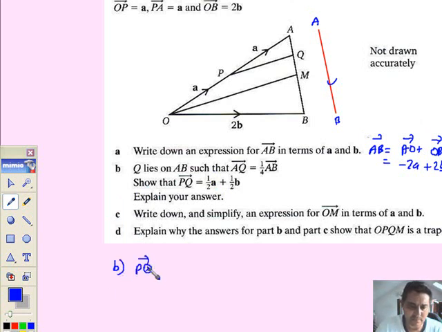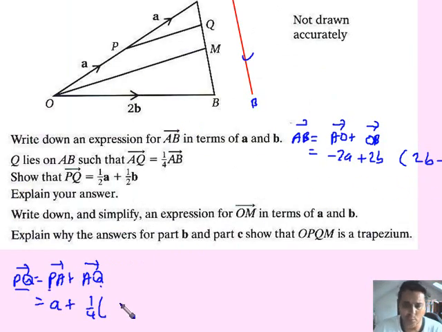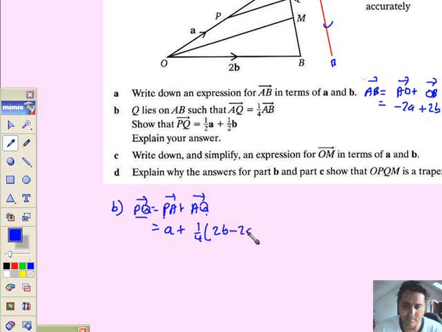So PQ is accessed by going from P to Q, that way. I want to go from P to A, then A to Q. That's it. So from P to A, and then I will go from A to Q. And I know I've got it right, starting at P, finishing at Q, which is what we want. So P to A is vector a, and A to Q is a quarter of, I'm told, a quarter of A to B. Now, A to B, I've just worked it out here, a quarter of 2b minus 2a.